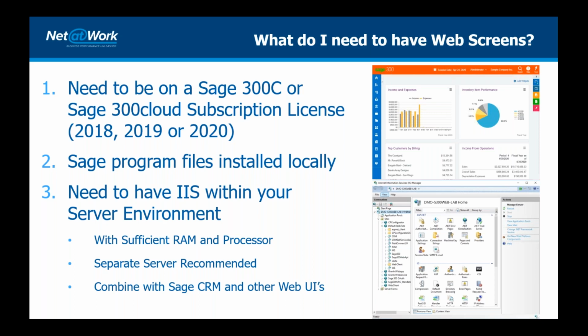When we deploy web screens, the programs are installed locally on preferably a dedicated web server. In some cases, we do install them on the same server as your main Sage app server. So that is an option, but we usually discuss that with the client and figure out the best option for deploying. In either case, we need to have IIS within the server environment.